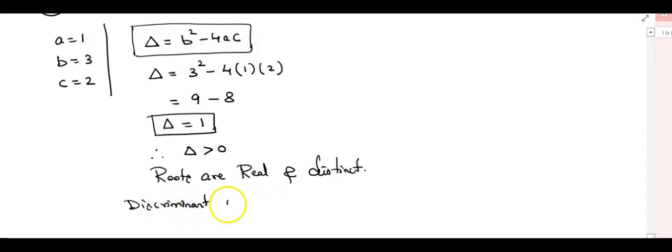What is the value of discriminant? Discriminant is 1. They have asked what is discriminant and what is the nature. So the nature of the roots, you can write like this also if you want. Nature of the roots are real and distinct. And what is discriminant value? Discriminant is 1. Any doubts? Good. Now let me solve the next problem.